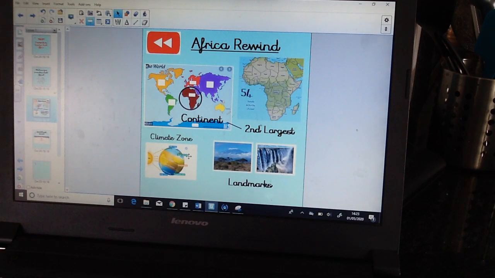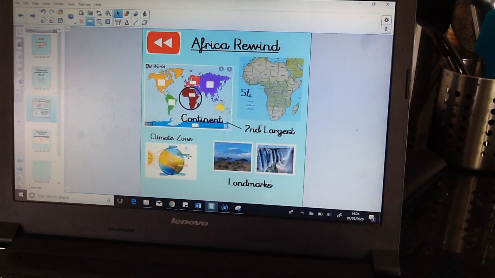Now that I've revealed all of those pictures and words, I'd like you to either tell your parent or your siblings everything that you can remember about Africa. Hopefully these pictures will have reminded you about something. I'm going to give you 1 minute to do that and then we'll go through it. That wasn't quite a minute, but I'm sure that was long enough for you to tell your parents what you can remember.